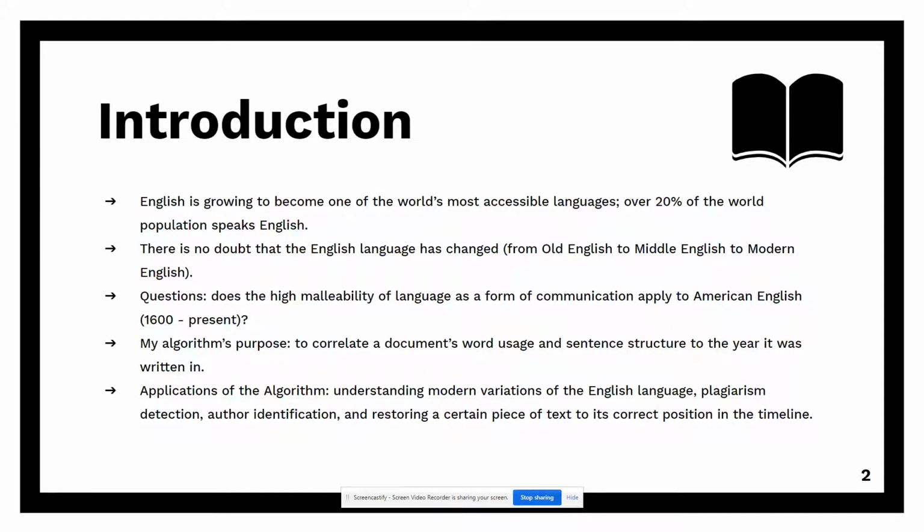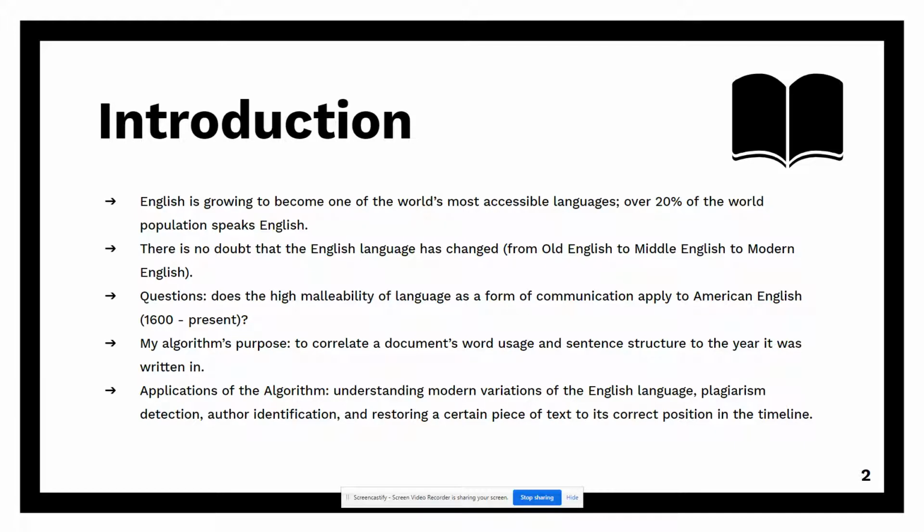So my introduction. English is a very popular language in the world today. Over 20% of the world speaks English. And there's no doubt in my mind that the English language has changed. Even in my English class, we talk about how English took three forms: Old English, Middle English, and Modern English. And the question I'm trying to ask is, does the high malleability of language as a form of communication apply to American English? And that's why I developed my algorithm to answer this question.